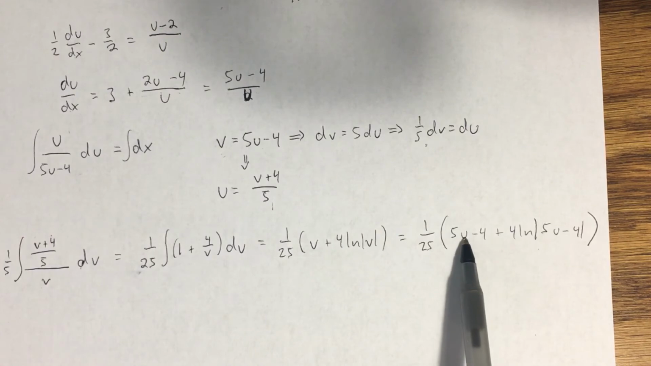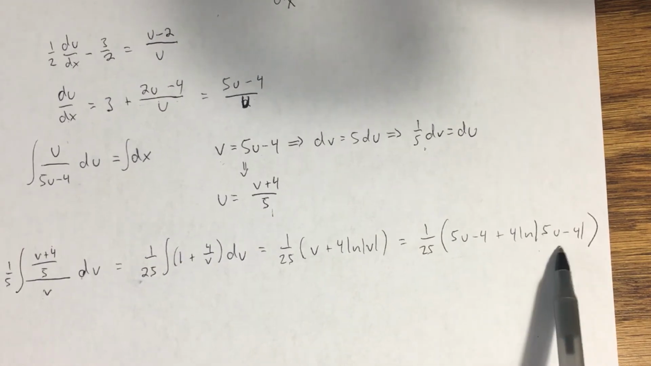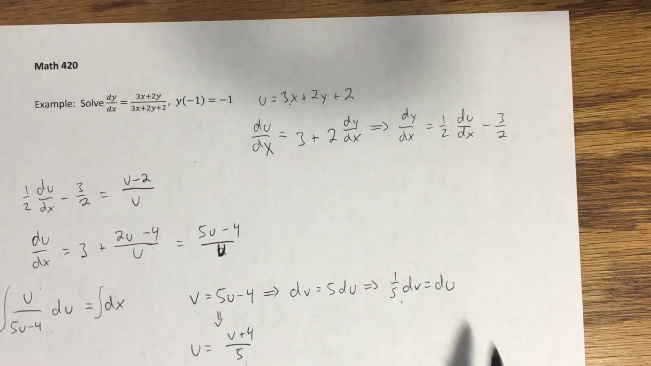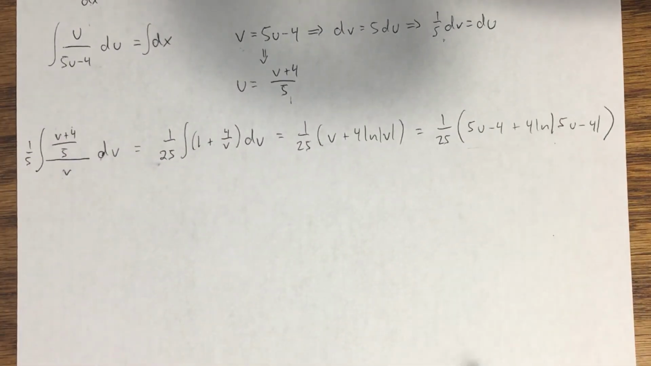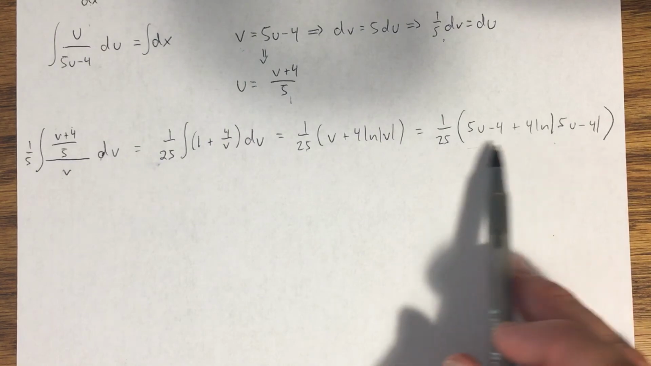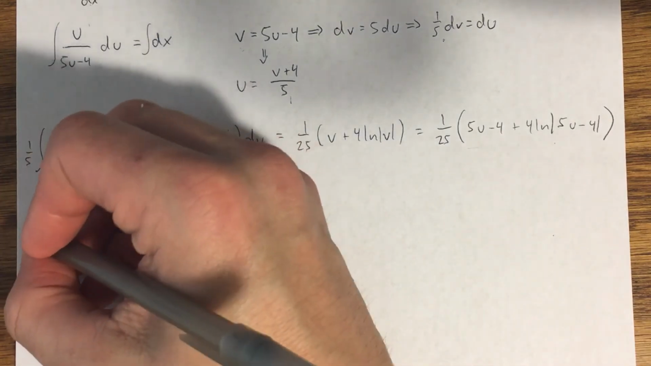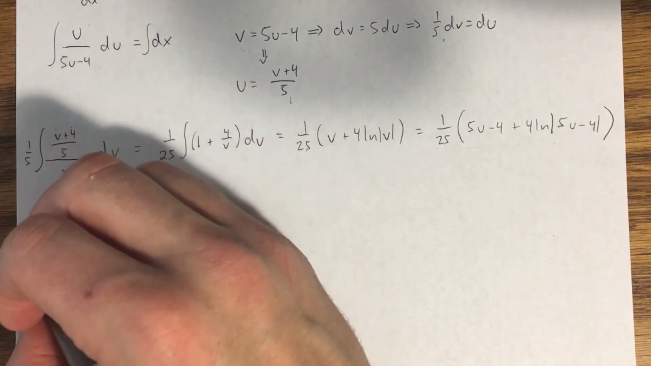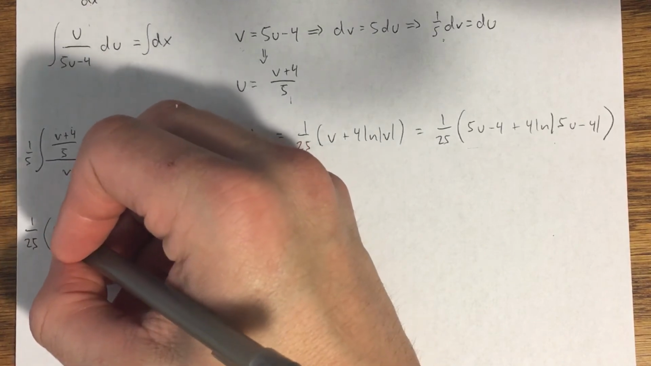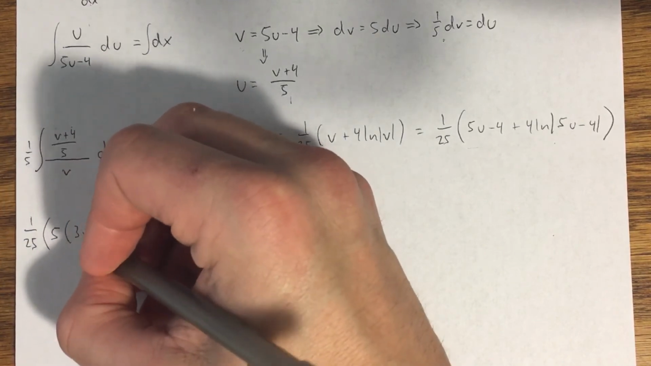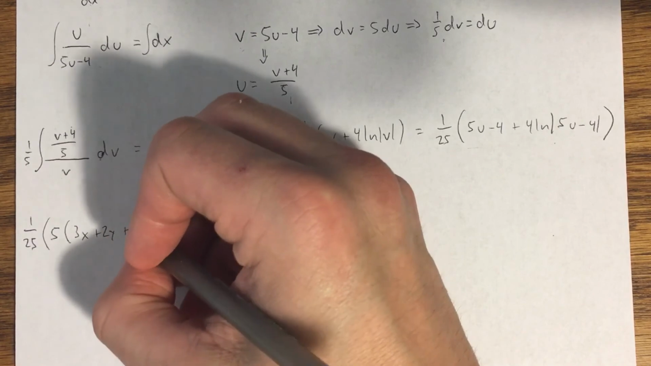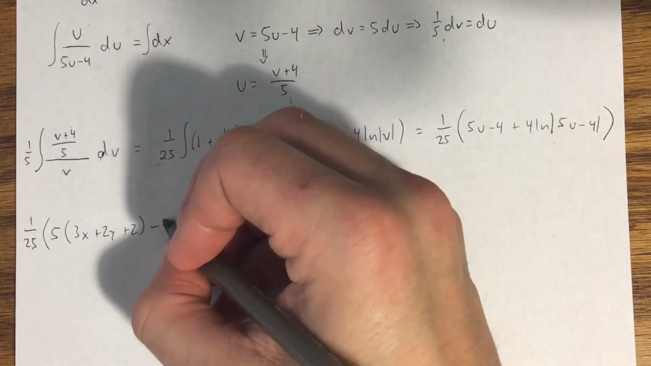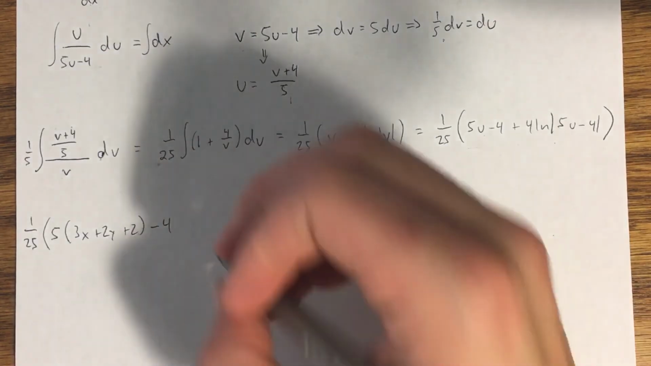Actually, let me substitute back what u was equal to now, because I have u in here. U was equal to 3x plus 2y plus 2. So this whole thing is going to get pretty messy, but we'll simplify things down. This is equal to 1/25 times 5 times 3x plus 2y plus 2 minus 4. So I made a substitution for that u right there.